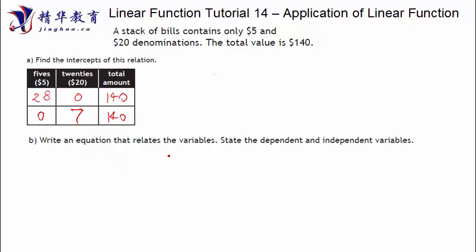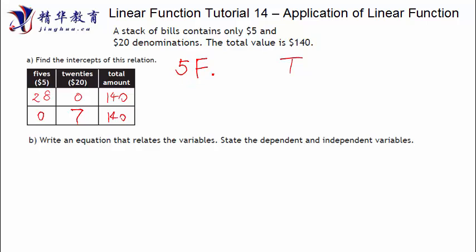We're going to write an equation of related variables. How do we write this? Think about this. We can say we have f pieces of $5 bills, and then we have t pieces of $20 bills. If we have f pieces of $5 bills, how much in total? It's $5 each, right? For example, two pieces will be 2 times 5, and three pieces will be 3 times 5. Make sense?